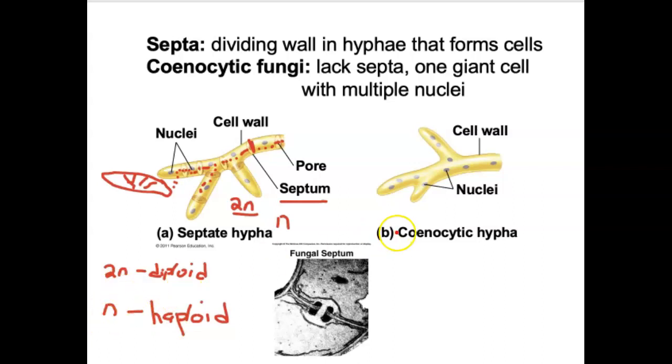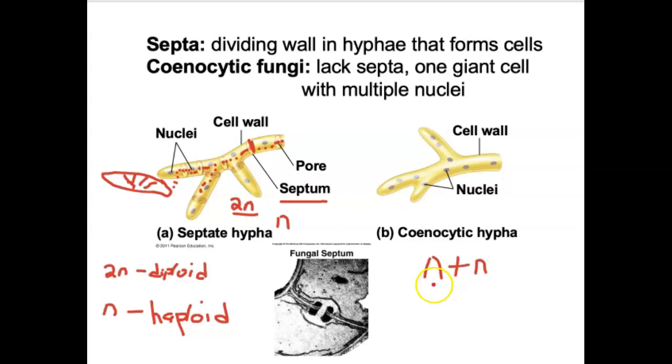Well, coenocytic fungi, what do you do here? There's a whole bunch of nuclei within this one big giant cell. So this again is where it gets weird, and we go, oh, okay. Well, we call it N plus N.